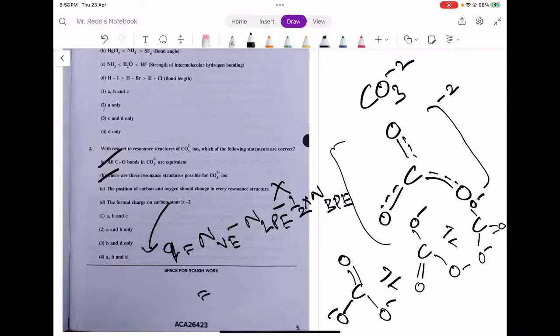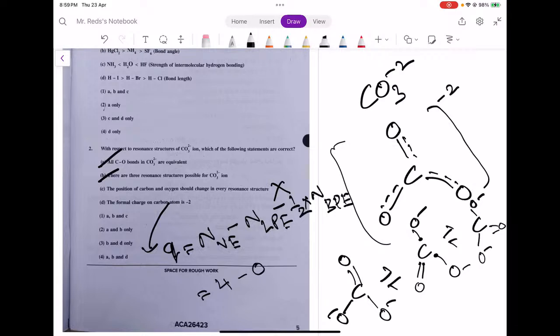Okay, in CO3 2-, what is the formal charge of carbon? Number of valence electrons in carbon is 4 minus lone pair electrons. Number of lone pair electrons is 0. No lone pair. 4 electrons are involved in the formation of covalent bonds.